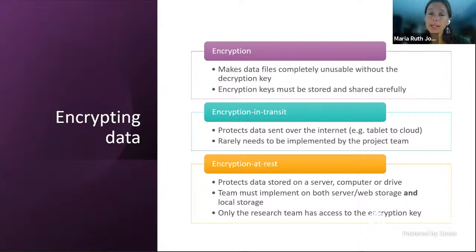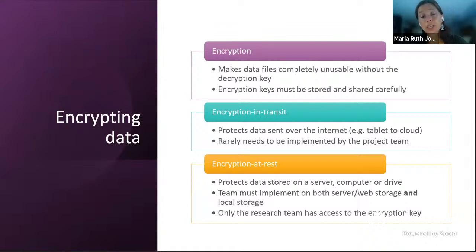First is encryption in transit, which is protecting any data that gets sent over the internet. For example, from a tablet to the cloud platform in electronic data collection. This is one that rarely needs to be implemented by the project team itself. In fact, I'm sure almost everyone has used encrypted data just in practice of working with surveys, as you've been mentioning. Data is almost always encrypted in transit, just as a built-in feature of modern survey software like SurveyCTO or Survey Solutions or Qualtrics.